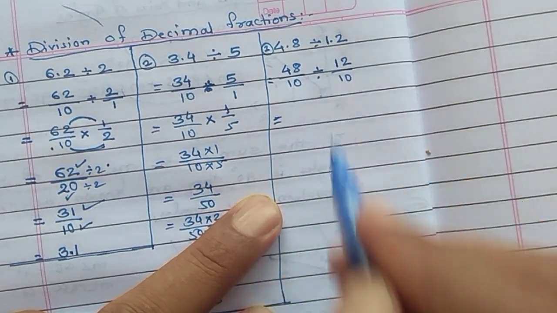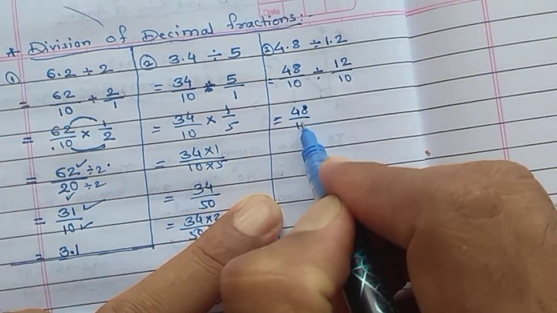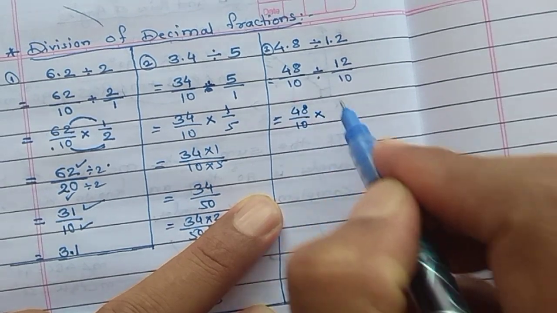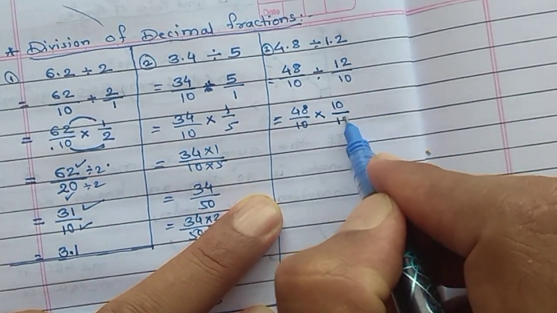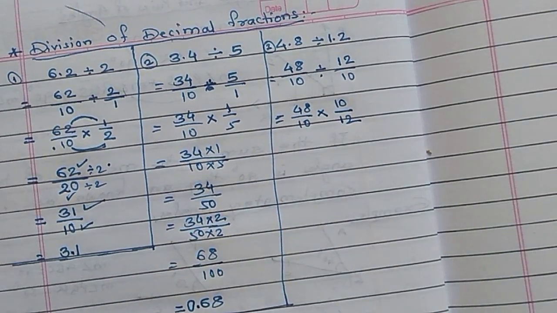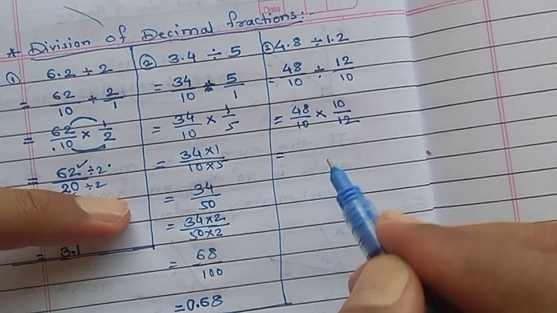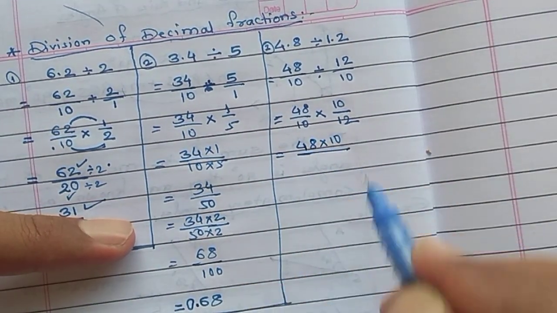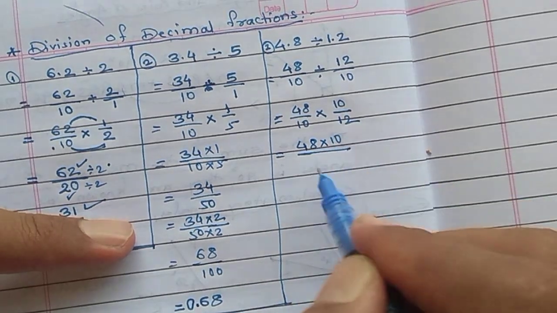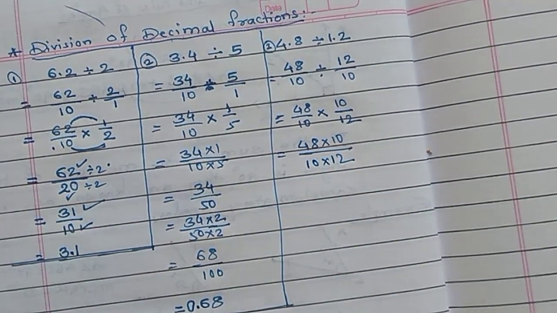Now apply the rules of multiplication. So 48 upon 10, now instead of division, here multiplication, and the multiplicative inverse of this means 10 upon 12. Is equal to, apply the rules of multiplication, whatever you have learned in standard 5th, 48 multiplied by 10 upon 10 multiplied by 12.